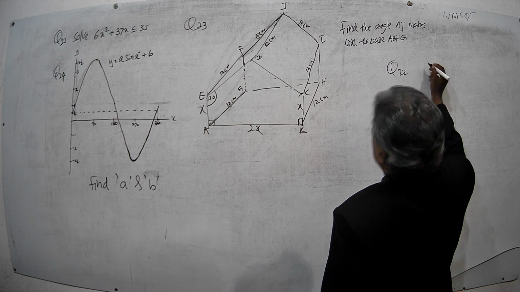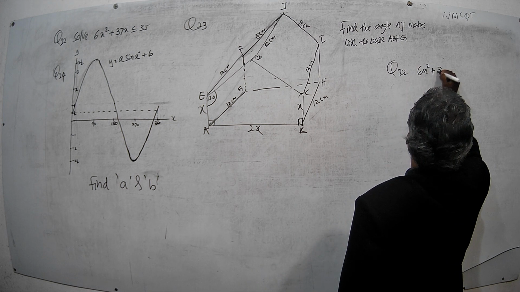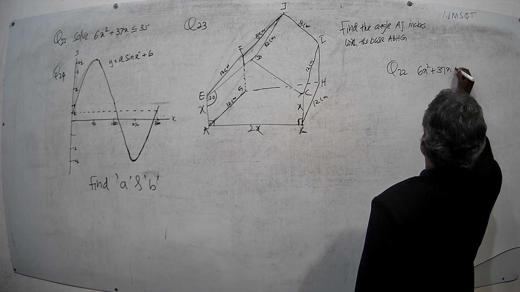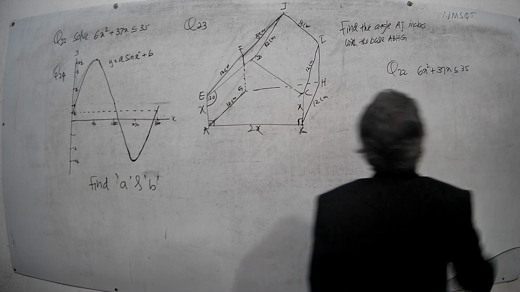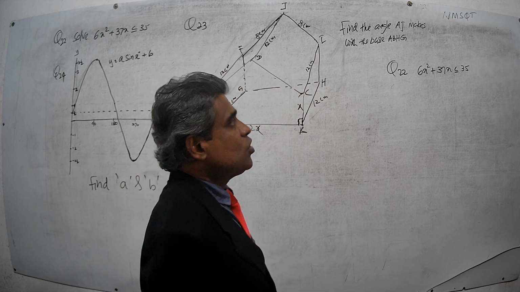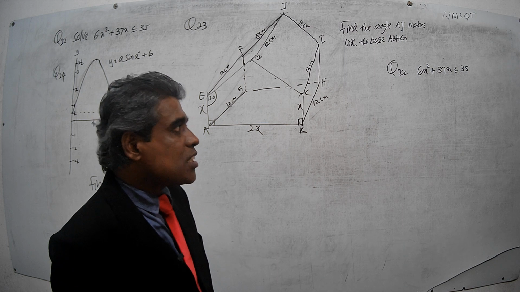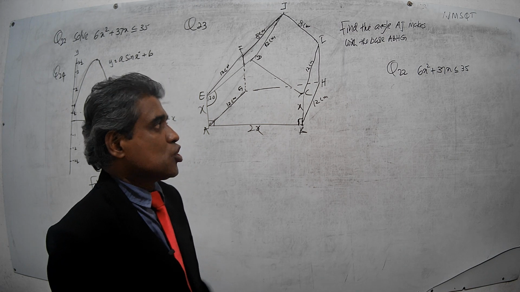Q22. 6x squared plus 37x less than or equals 35. Now we are going to solve this. This is a quadratic inequality. So therefore we use the techniques used to solve quadratic equations for solving this, right?